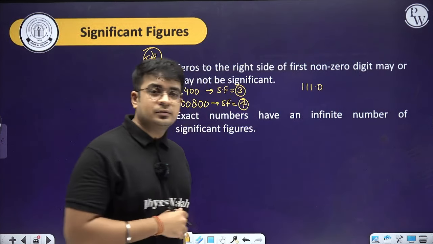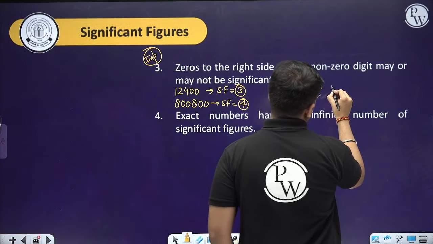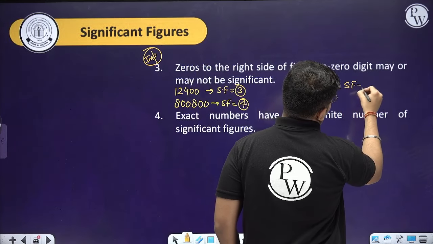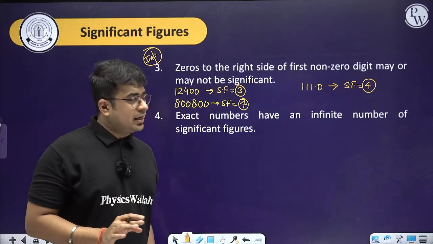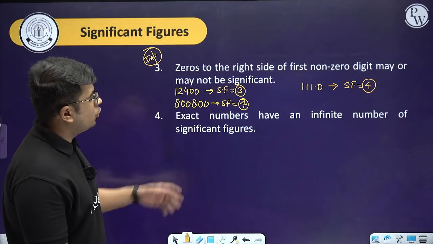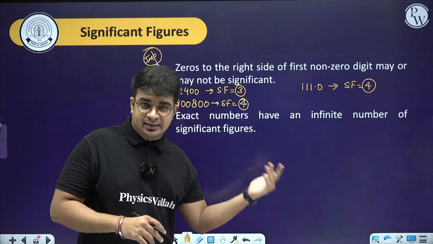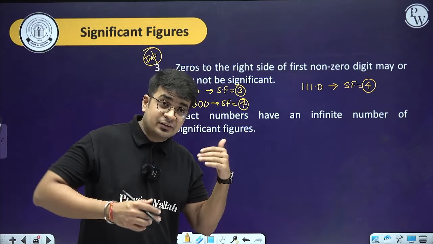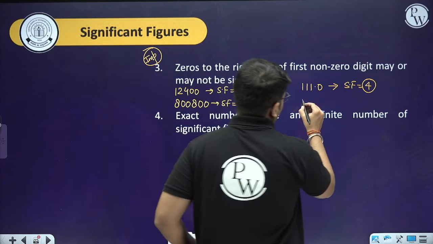Okay. Now let's say we have 111.0. In this case, the 0 is present after a non-zero and after the decimal. In this case, significant figures are actually 4. I know this rule is quite confusing to most of the students, so the easiest way is: first of all, just observe the 0 on the right-hand side. If there is no decimal, no point of discussing that particular part. If there is a decimal, then you can count it.